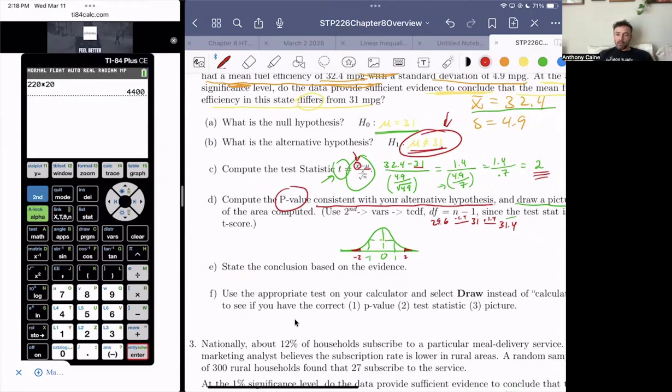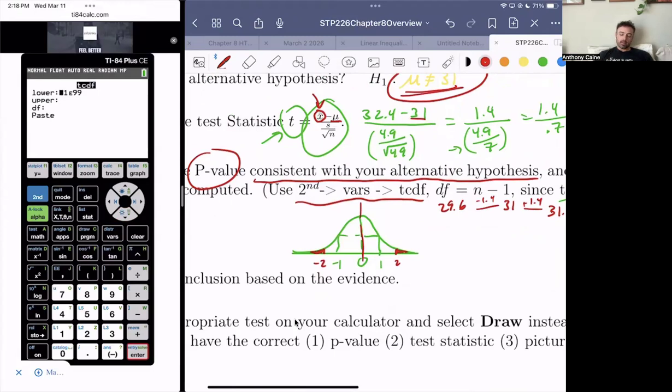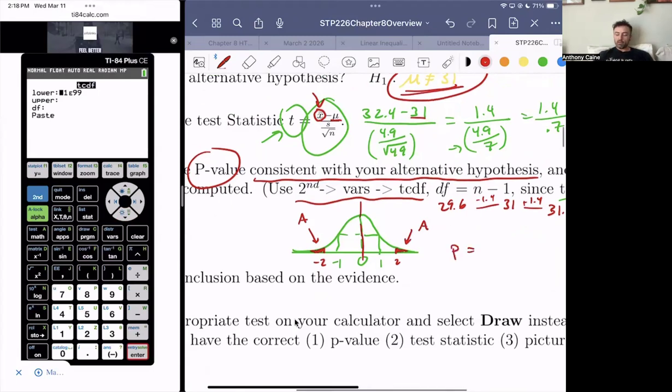All right, let's compute the p-value now. So this is something we never had to do in this class, but to compute a probability from a t-distribution, you have to use a t-CDF. So I do second vars t-CDF. Okay, now this distribution is also symmetric. So this area here, it's the same as this area here. So the total area, which is our p-value, is 2 times this thing or this thing, whether you want to do the left or the right. I'm going to do the left because the calculator's default is to compute area to the left.